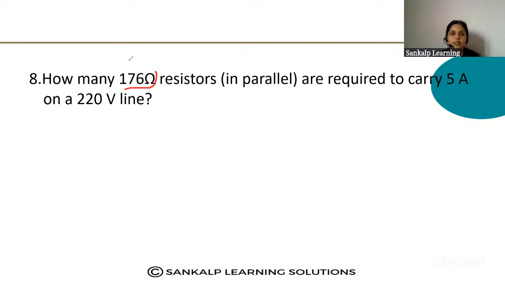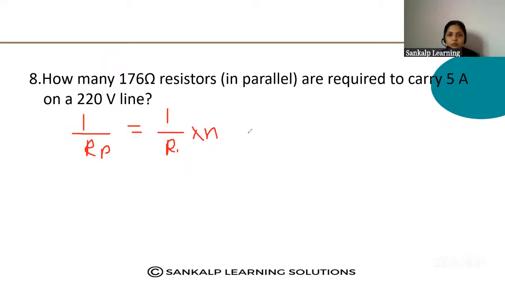Resistance is 176 ohm, current I is equal to 5 ampere, and the voltage is 220 volt. So all these given data you should write. Now apply the formula, 1 by Rp is equal to 1 by R into N. We don't know how many resistors are connected, 3, 4, 5, how many resistors are connected, so we use this formula.